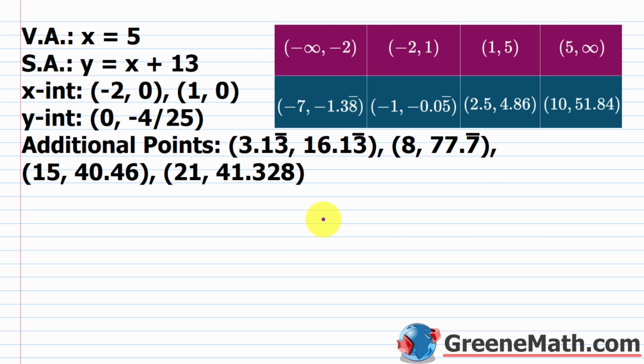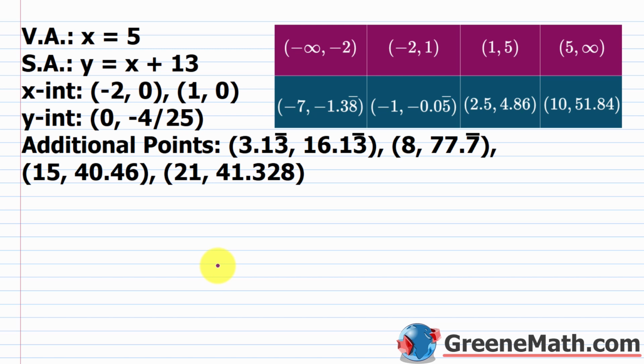All right, coming down here, again, I'm just going to organize my information. So the vertical asymptote, we know it's at x equals 5. Again, remember that the multiplicity associated with the 0 for this guy was 2, which is even. The slant asymptote is y equals x plus 13. The x-intercepts are negative 2 comma 0. The multiplicity of the 0 associated with this was 2, which is even. So there we're going to touch and turn around. And then 1 comma 0, the multiplicity of the 0 associated with this guy was 1. So that's odd. So we're going to cross through the x-axis there. The y-intercept is at 0 comma negative 4 over 25.